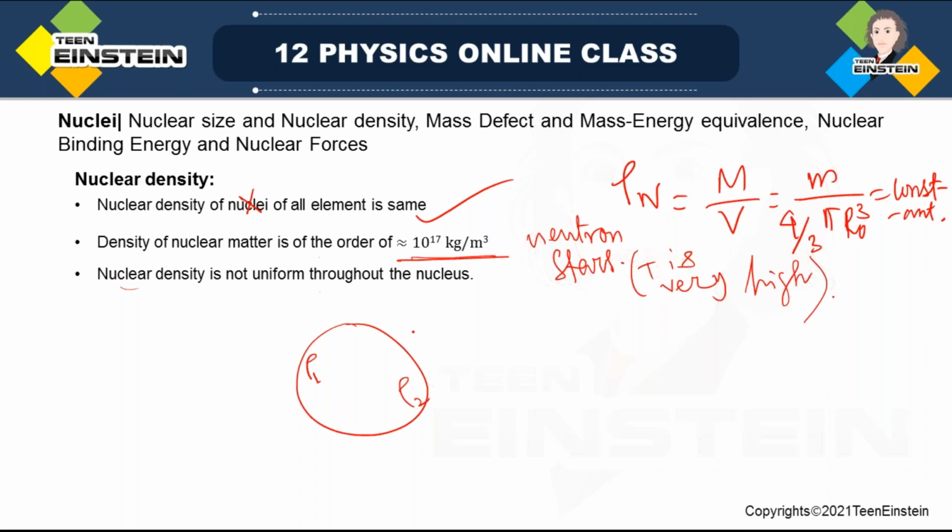for the density of the nucleus. So we have learned what is nuclear size, we have learned what is nuclear density, how it depends on the mass number and all those things. Now what we'll do, we'll discuss one important topic today, that is mass defect, mass energy equivalence and nuclear binding energy.